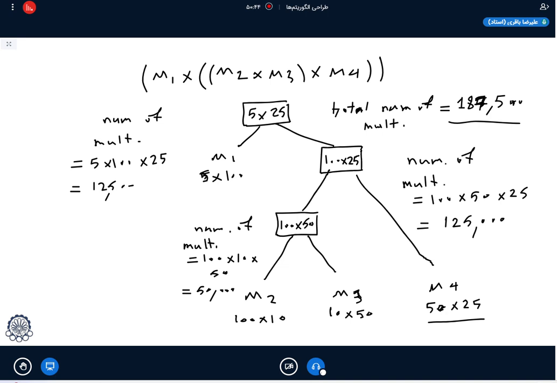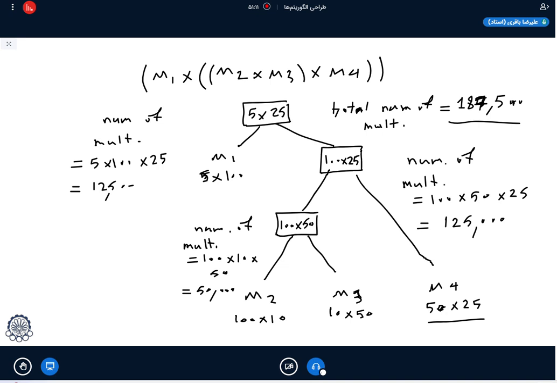This example shows us that the parentheses, and how we do parentheses, can affect the number of multiplications. So parentheses is important. Different parentheses results in different number of multiplications.